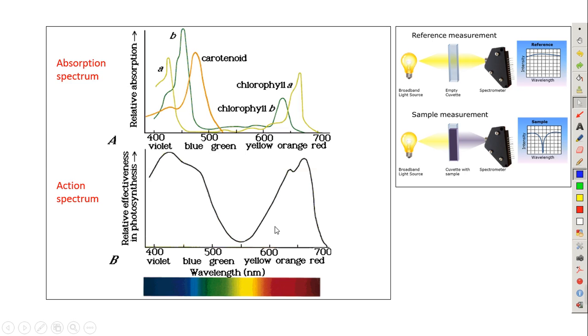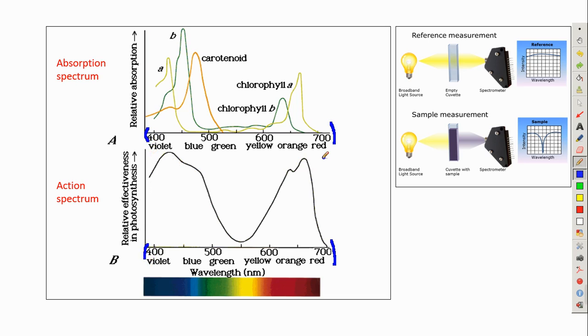Last thing we talked about is the difference between an absorption spectrum and an action spectrum. So quite similar in some ways. The common points: we have on the x-axis the wavelengths, ranging from 400 to 700 nanometers, going through the different colors: violet, blue, green, yellow, orange and red.